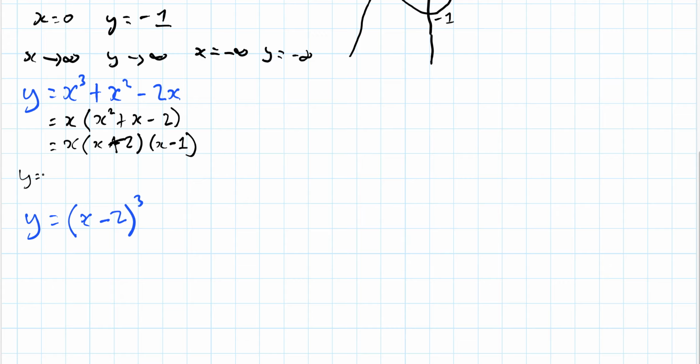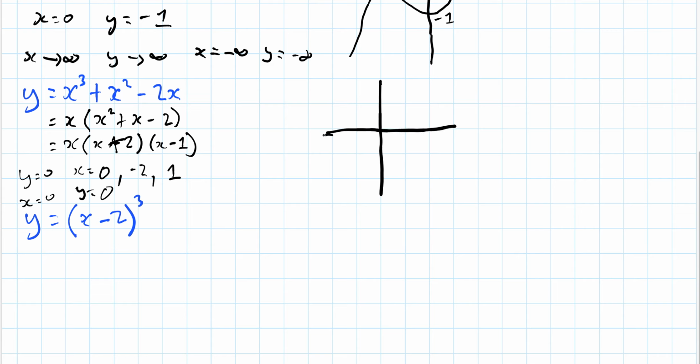Therefore, when y is equal to 0, x is equal to 0, minus 2 and 1. And then same when x is equal to 0, y is equal to 0, because of this, 0 times makes it all 0. So I'll draw my graph. Again, I'll just pick two large numbers just to test the infinity limits. And this one here, it looks like this.